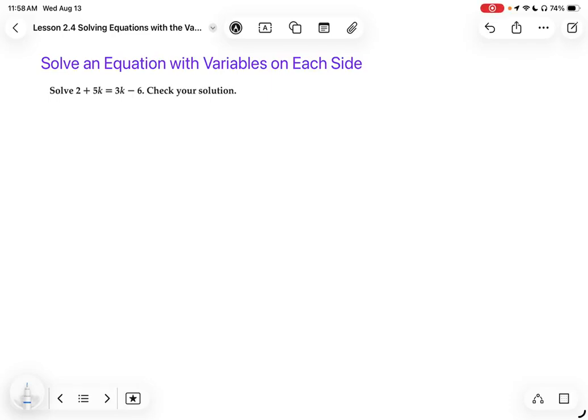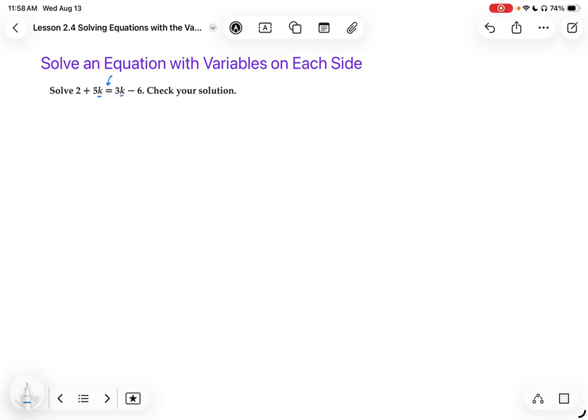We're going to continue solving equations, but when you look at this equation, you will notice something new about it, which is that it now has a variable on both sides of the equation. We've got a k on the left side of our equal sign, and we've got a k on the right side of the equal sign. Our goal for solving this equation is the same as it is for solving any equation, which is that we want to get the variable isolated on one side and the number, the constant, on the other side.